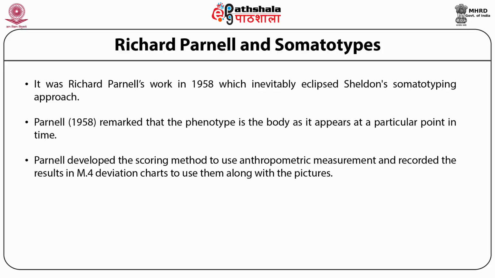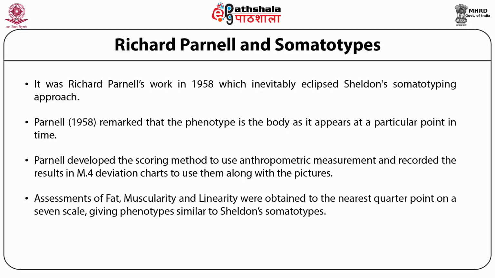The M4 deviation chart included tables to obtain anthropometric somatotypes. We can see in the figure that the assessment of fat, muscularity, and linearity were obtained to the nearest half point on a 7-point scale, giving phenotypes similar to Sheldon's phenotype. Parnell replaced Sheldon's component names with fat, muscular, and thin type, abbreviated as F, M, and L respectively.